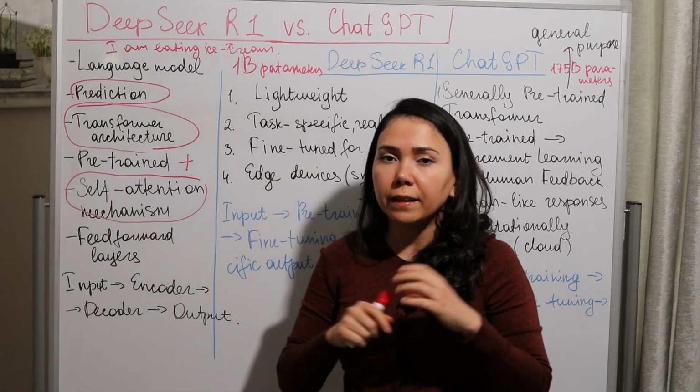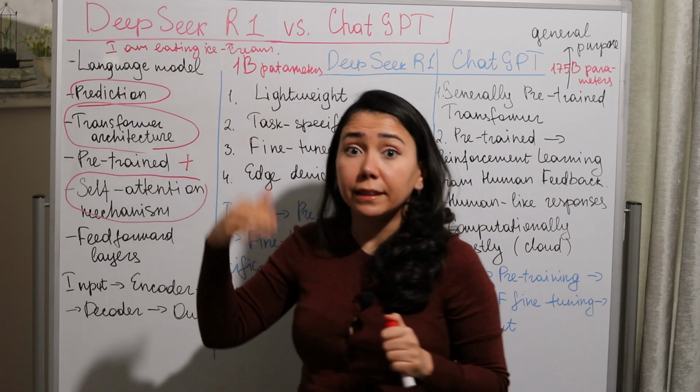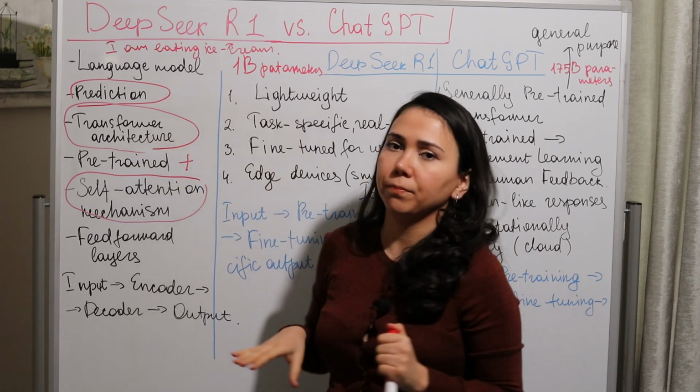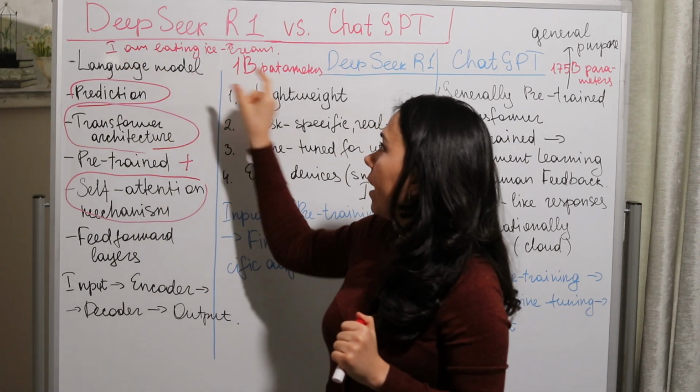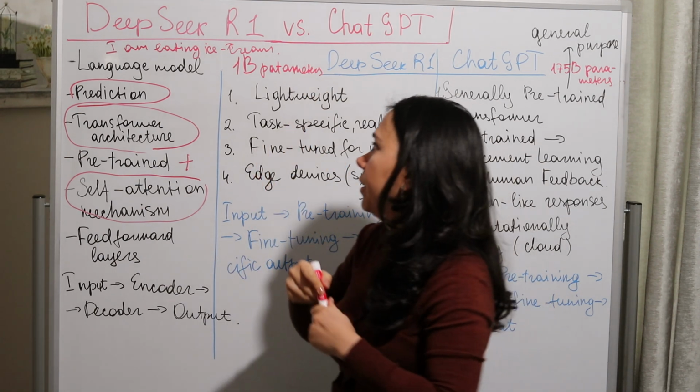Self-attention is when AI assigns certain weights to words in a sentence based on their importance. I am eating ice cream. What weights would AI assign to these words? Up to 1. Let's do some guesswork here.